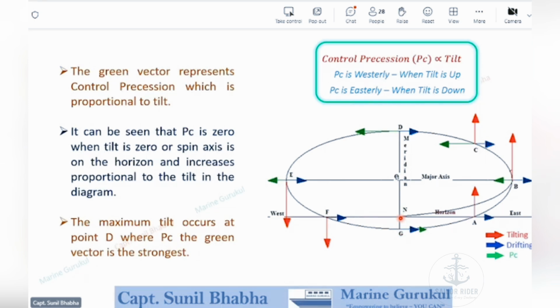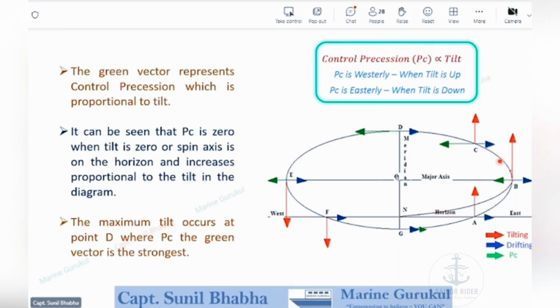So let's check this control precession vector starting from point A in the diagram. Point A is exactly on the horizon. That means the tilt is 0. If the tilt is 0, control precession will also be 0. That's why you don't see any green vector at point A. After point A, the spin axis moves along the ellipse and reaches point B. Now at point Bravo, we have some upward tilt. Because of this upward tilt, you see the control precession is now generated. The green arrow is present here, and this control precession is acting in the westerly direction. We know when the tilt is up, the control precession acts westwards.